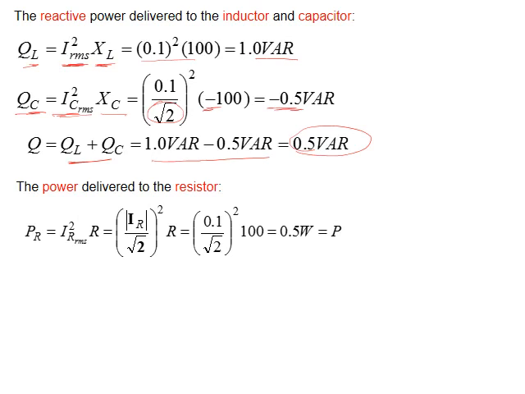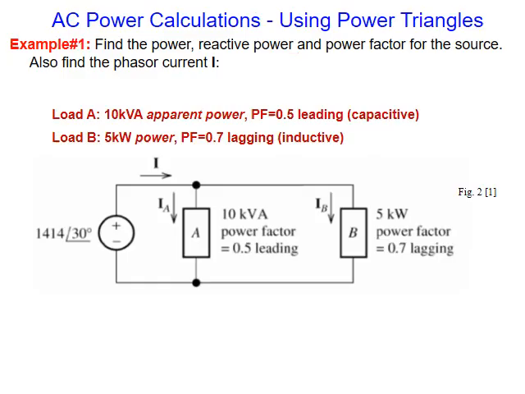Now, what about the power delivered to the resistance? This is very similar to the DC circuits, I squared R directly. Okay, we get it in watts. Don't forget reactive power in var, active power or real power in watts, and apparent power in volt-amperes.